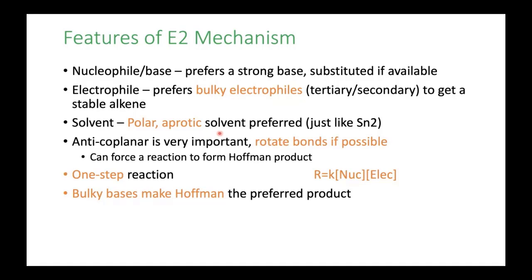Rotate bonds if possible. That's what we did. It can force a reaction to form the Hofmann product, like our ring. We could not go in the direction we wanted because we did not have anti-coplanar, so we were forced to form the Hofmann. It is a one-step, concerted reaction. And the rate, because it's E2, just like SN2, I like the number 2 because it reminds me that it depends on the nucleophile and the electrophile.